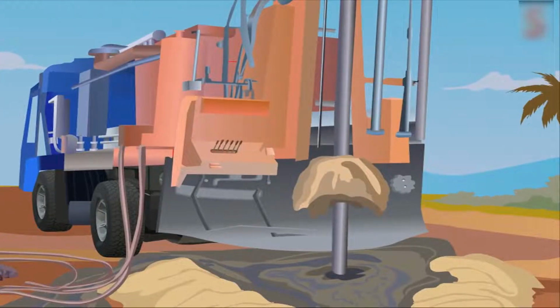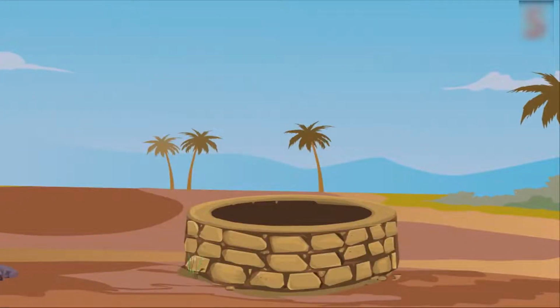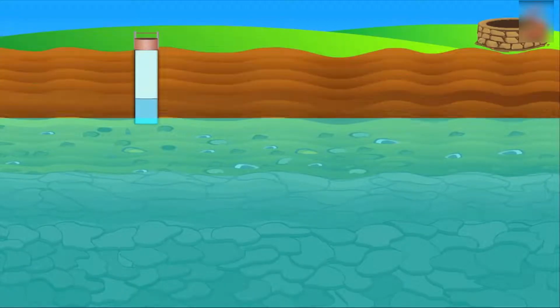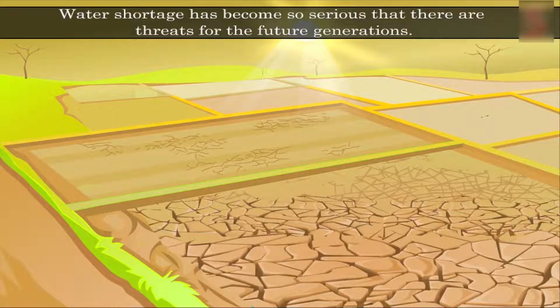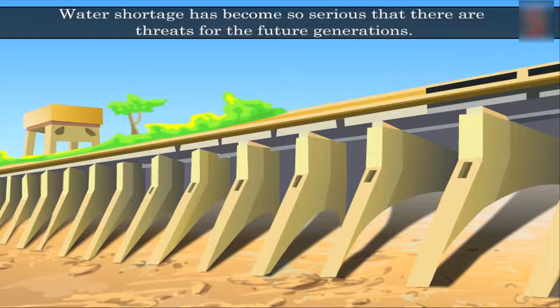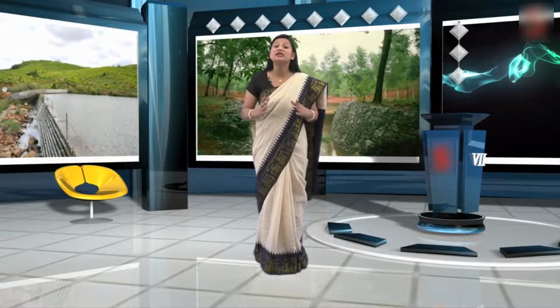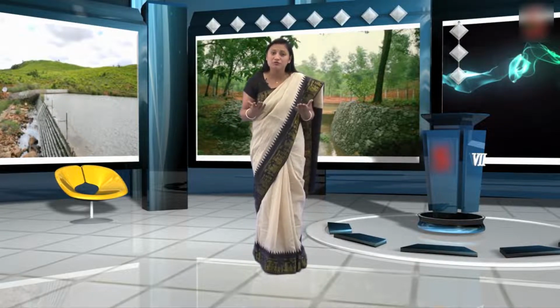The digging of deeper tube wells, overuse of groundwater may lead to reduction of water in the future. Water shortage has become so serious that there are threats for the future generations. If water is not conserved in an efficient way, the future might see wars for water, isn't it? Think about it.